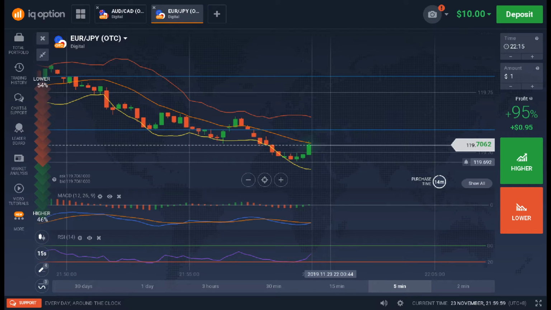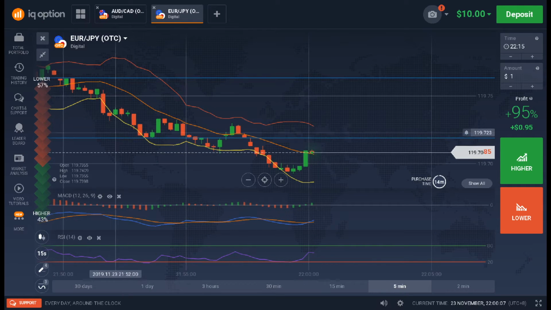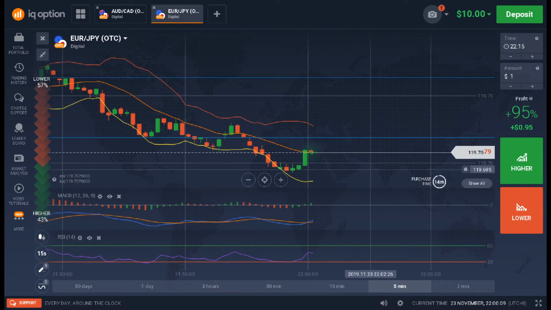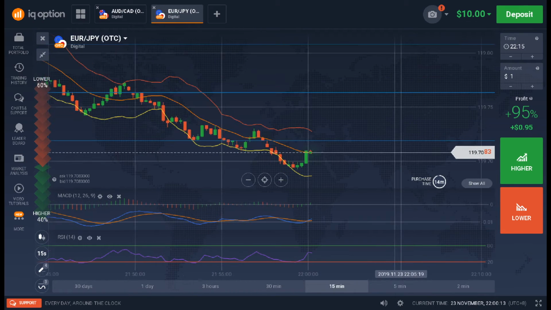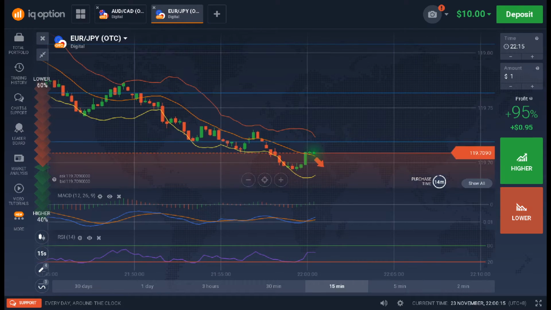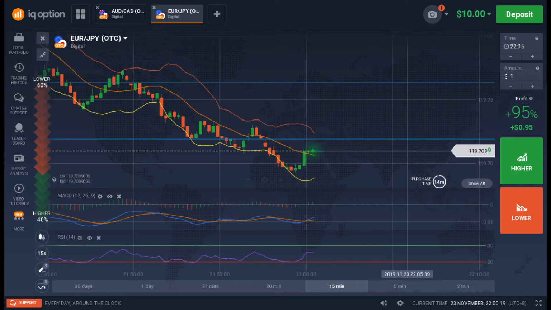My RSI is giving us an upward direction. I mean, your MACD over here is giving us an upward direction. Let's see if it'll continue. But overall, the sentiment here is really going down. So let us check.